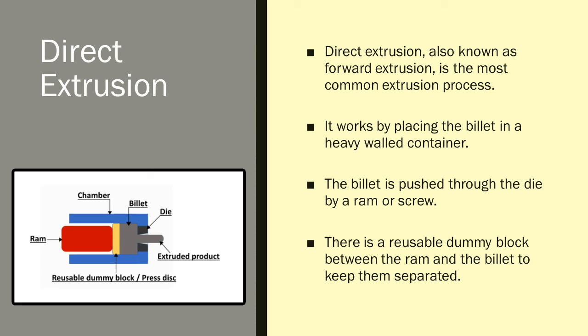Direct extrusion, also known as forward extrusion, is the most common extrusion process. It works by placing the billet in a heavy walled container. The billet is pushed through the die by a ram or a screw. There is a reusable dummy block between the ram and the billet to keep them separate.